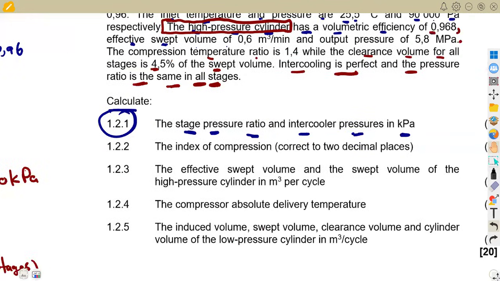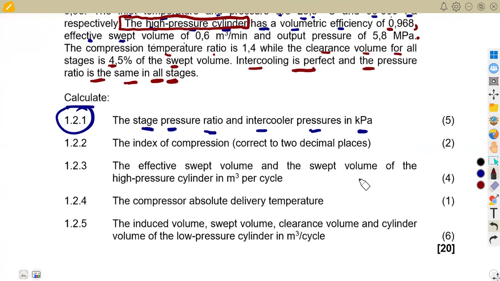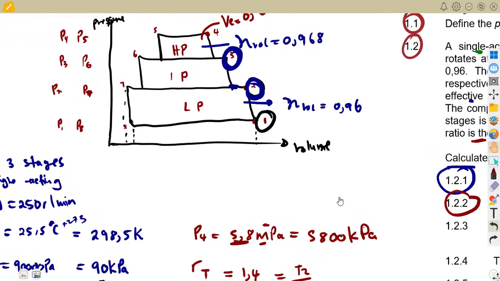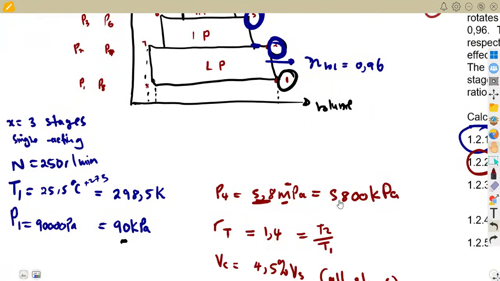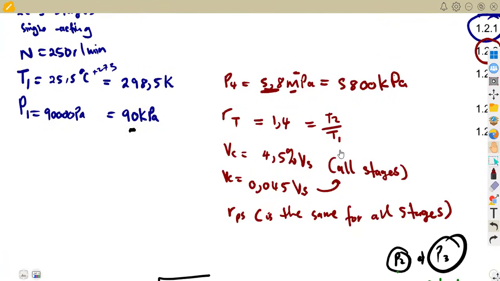Let's see this one. Now they need us to calculate, this one is straightforward, the index of compression, correct to 2 decimal places. So the index of compression is represented by what? By N. We need N. Remember our index of compression from our N5, we talked about this, N. So where can we obtain the value of N? We need the index of compression.